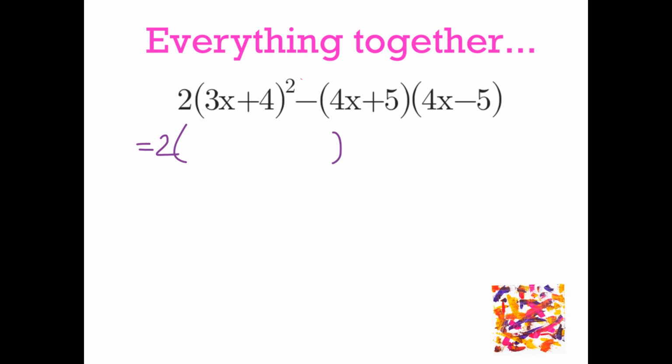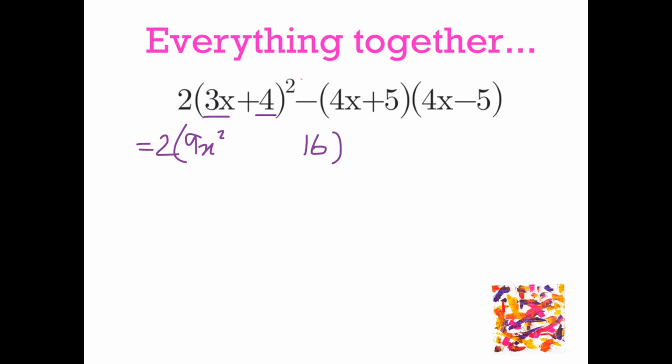Okay, so because this is squaring binomials, we think about our pattern from before. We take the first term and we multiply it to itself. 3x times 3x is 9x squared. We take the last term, 4, and multiply that to itself. 4 times 4 is 16, and we write that all the way at the end over here.